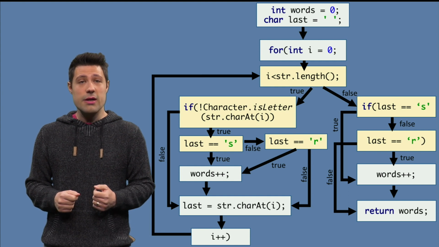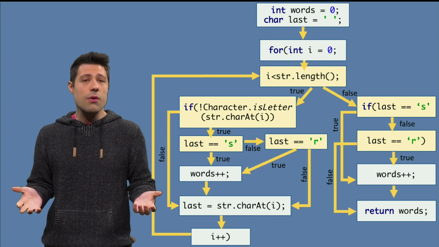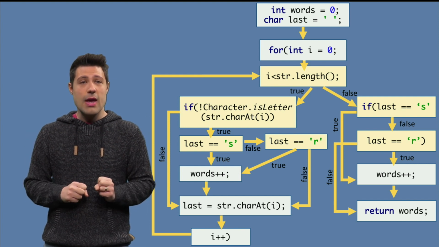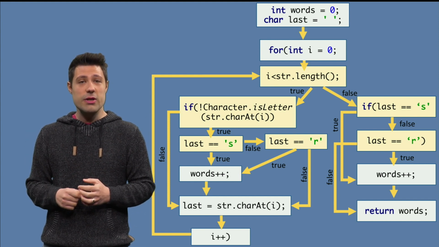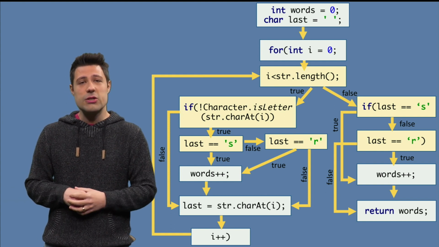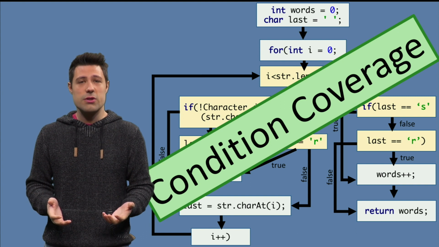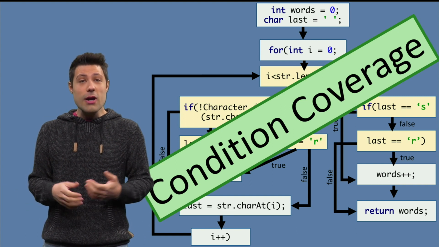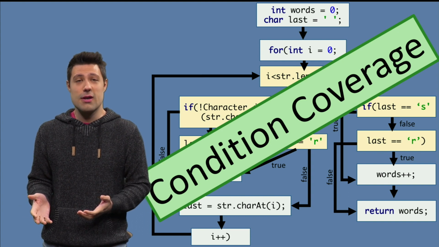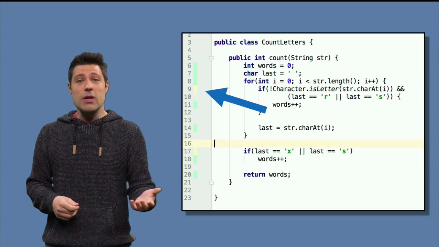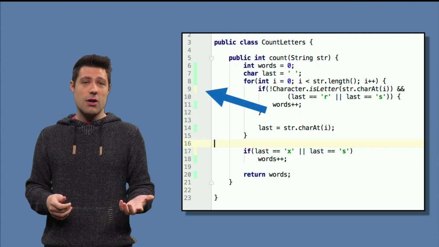Now, our goal here is the same as before, cover all the edges. Exploding the conditions into separate blocks and make sure that we have at least one test for each outcome, meaning test the true and test the false, is what we call condition coverage. And of course, as expected, condition coverage seems to cover more lines than branch coverage, or line coverage for that matter. In terms of tooling, IntelliJ actually shows condition coverage.